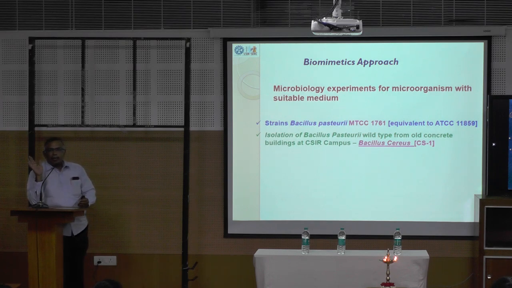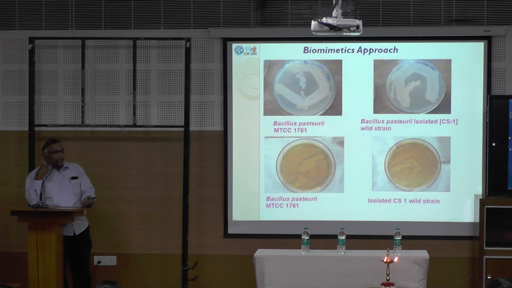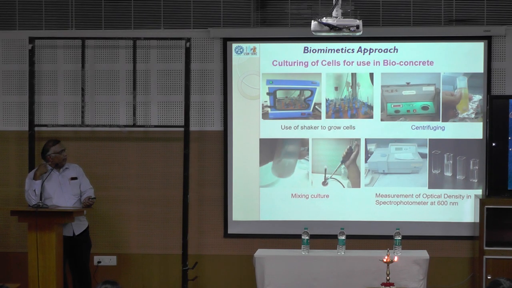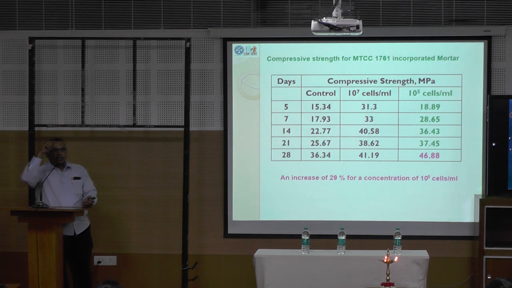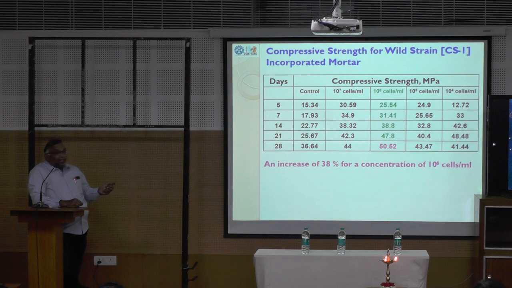That has been registered in the bacteria bank. That bacteria is available in concrete. That I have picked up and grown in different ways. Adding that culture in place of water can improve strength, about 29% improvement in concrete strength, using the bacteria procured from the other lab. Whereas with the bacteria from existing concrete, it gives 38% strength improvement.